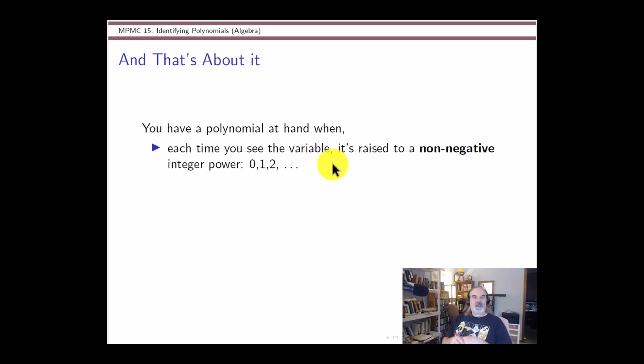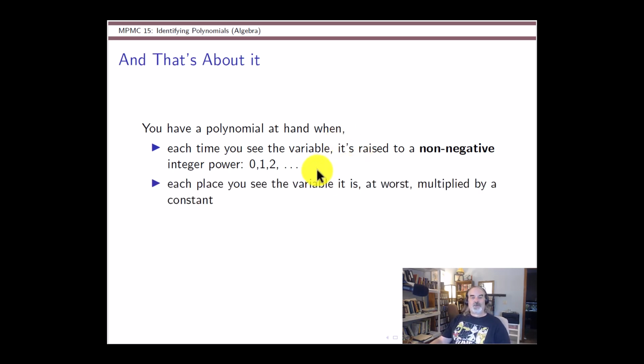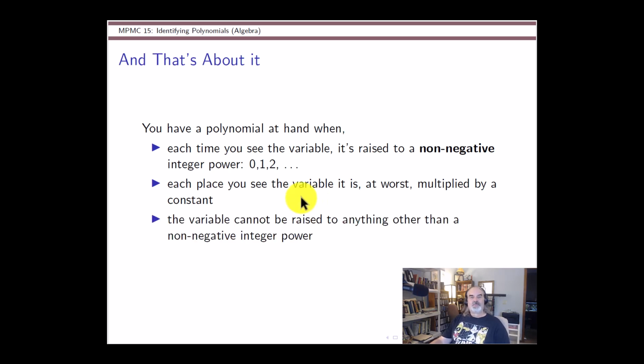They can be multiplied by a constant, that's fine, but they can't be multiplied by a second term that wouldn't produce another term that's raised to an integer power. Okay, so every time you see the variable, at worst it's multiplied by a constant. I guess that line I just put in basically repeats the first one. It can't be raised to anything other than a non-negative integer power. And there can't be any other nonsense.